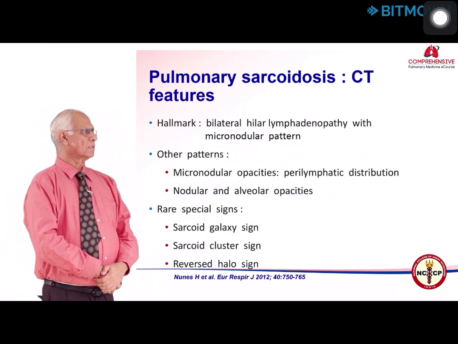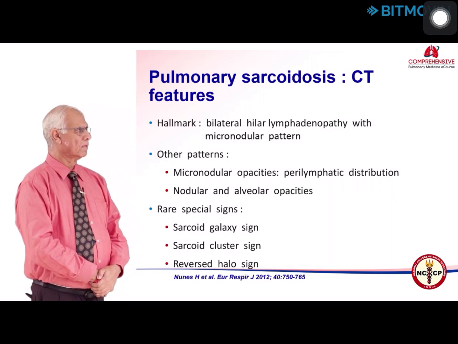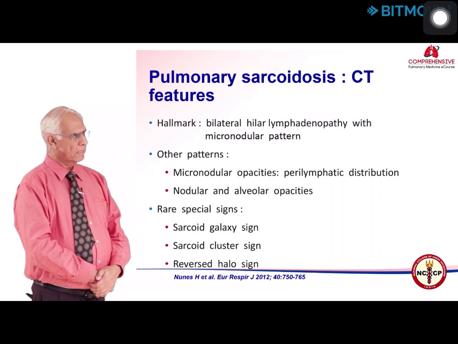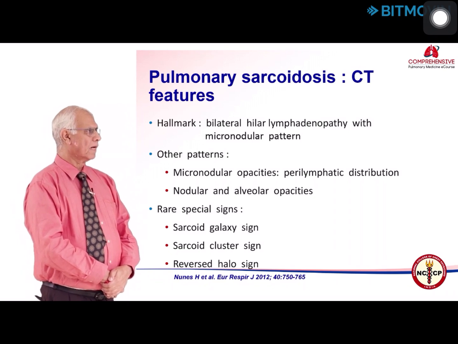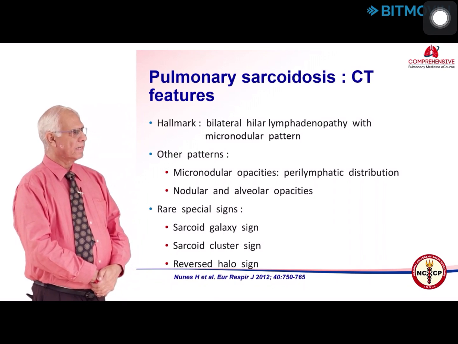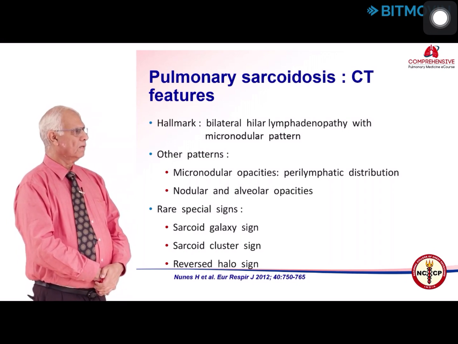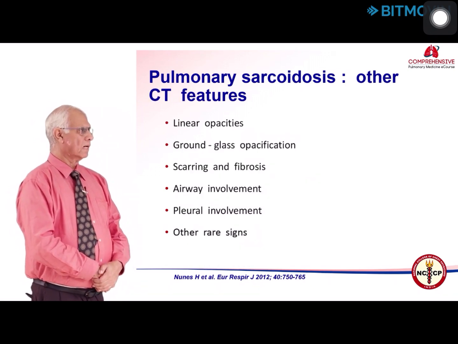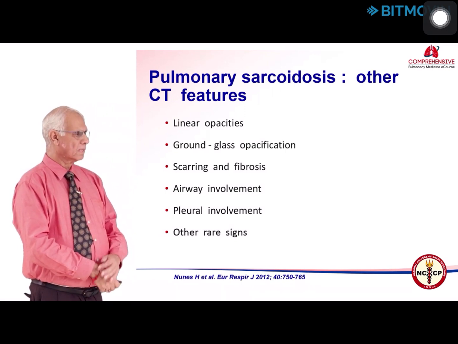The CT feature hallmark is, of course, as I mentioned earlier, bilateral hilar adenopathy with micronodular pattern. Other patterns are micronodular opacities along the perilymphatic distribution, which is also known as the beading sign, nodular and alveolar opacities, and 3 very rare signs: the sarcoid galaxy sign, sarcoid cluster sign, and reversed halo sign, which have been described more recently. The other features are linear opacity, ground glass opacification, scarring and fibrosis, airway involvement, pleural involvement, and other rare signs.